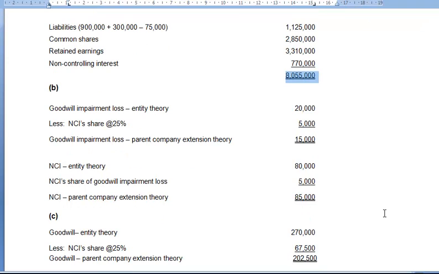In Part B of the question, they ask you to find out goodwill impairment loss and NCI on the consolidated income statement, or they want to know how much would show up on the consolidated income statement for the year ended December 31st, year 6, if we were using the parent company extension theory. Well, we already know if we're using the parent company extension theory, NCI does not get allocated its share of goodwill, so neither does it get allocated its share of goodwill impairment loss.